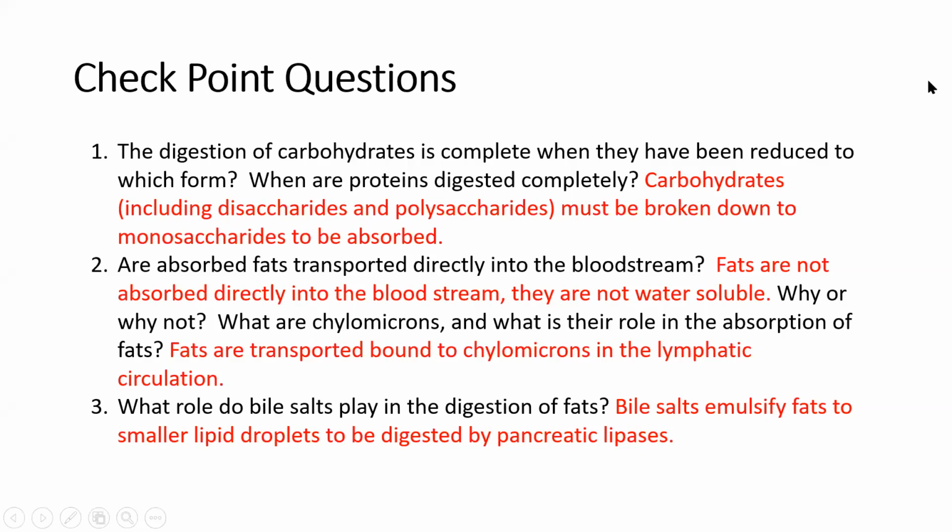You can screenshot this and refer back to it. But I'm going to actually go through this just so we can understand why the answers are what they are. So the first question, the digestion of carbohydrates is complete when they have been reduced to which form? When are proteins digested completely?